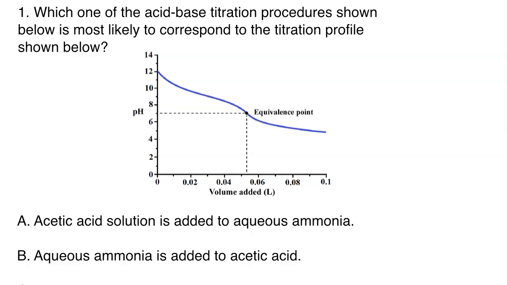So, number 1, which one of the acid-base titration procedures shown below is most likely to correspond to the titration profile shown below? So you can take a look here at the titration curve that we have. They note the equivalence point, and you can see the volume added on the x-axis and the pH on the y-axis. So this is similar to the examples that we just saw in the second lecture here.